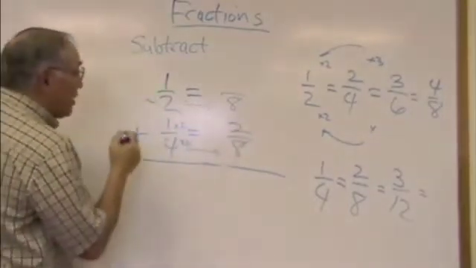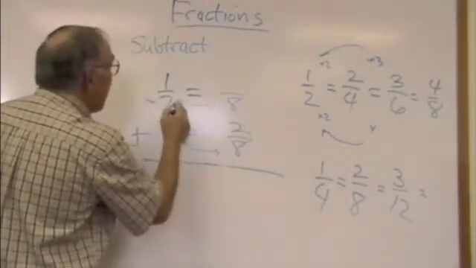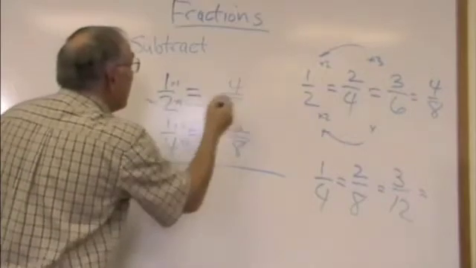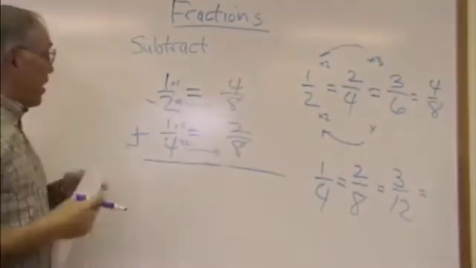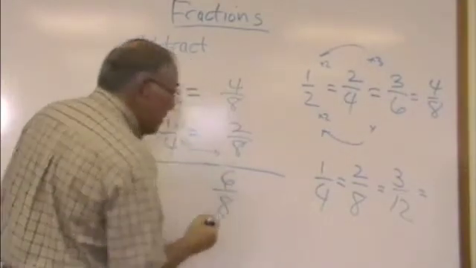1/4 is equal to 2/8. To change 2 into an 8, we had to multiply it by 4. 2 goes into 8 four times. 4 times 1 is 4. We've changed 1/2 to 4/8. We've changed 1/4 to 2/8. If we add these up now, we get 6/8.